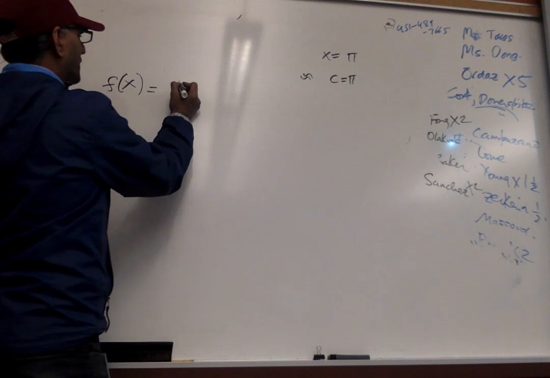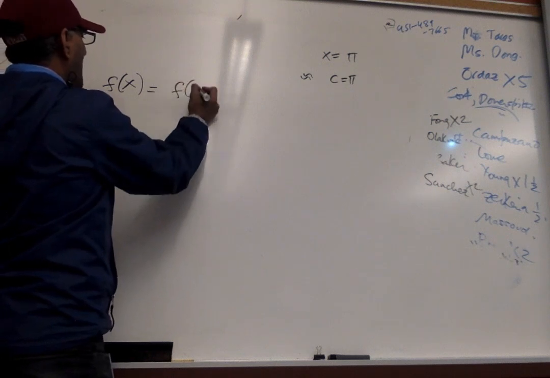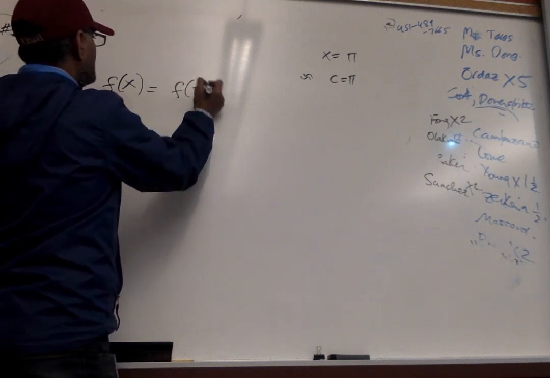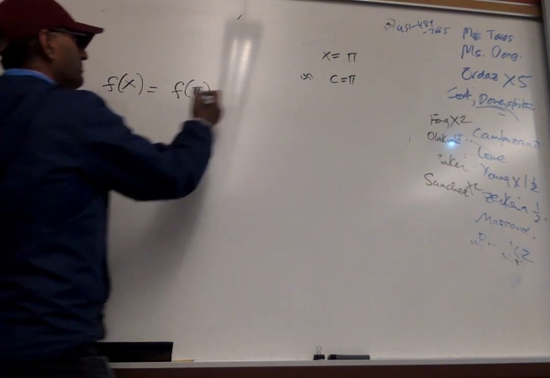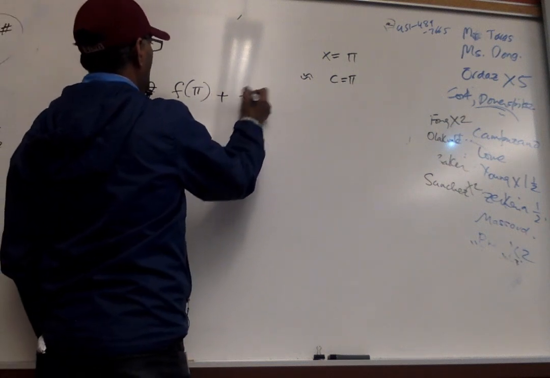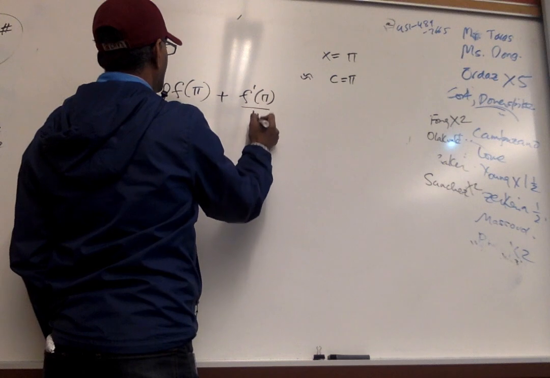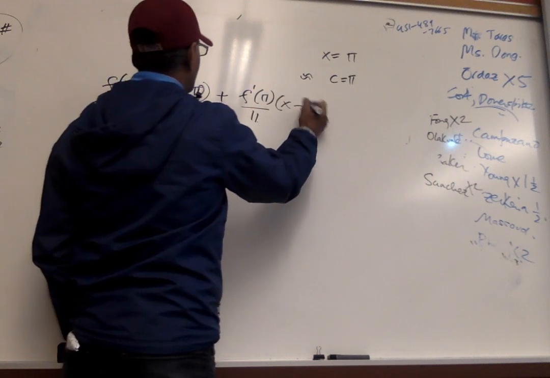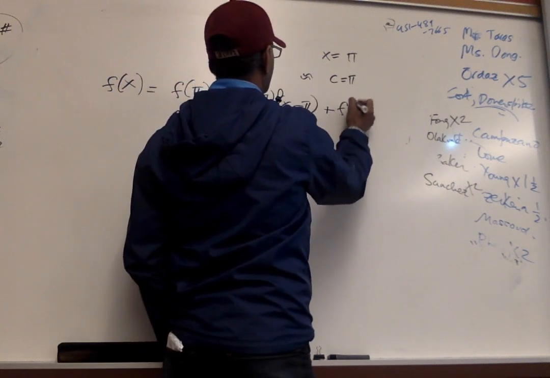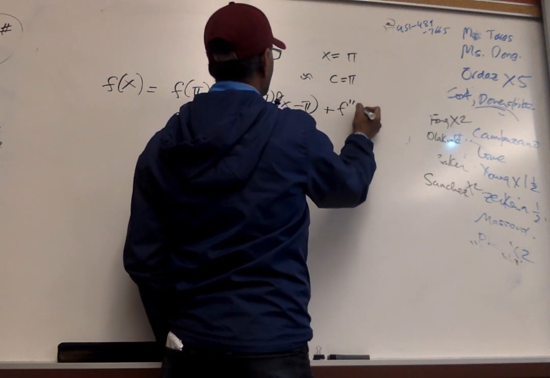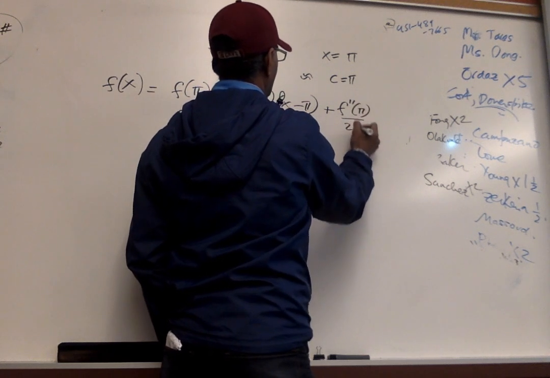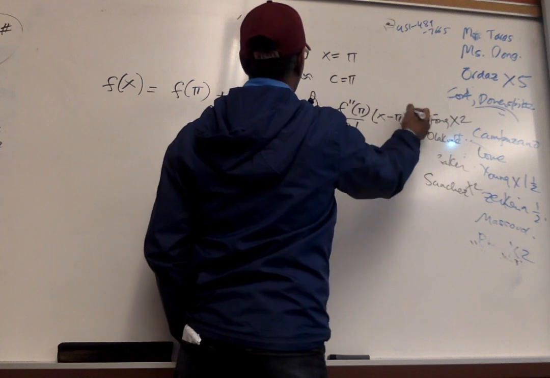What's the first term in the Taylor polynomial? But C is pi. So what am I writing? Don't waste your time writing f of C. That's the general formula. Plus, what's the second term? f dash of pi over 1 factorial, x minus pi, very good, plus third term. Now look at patterns. Third term over x minus pi squared, very good.